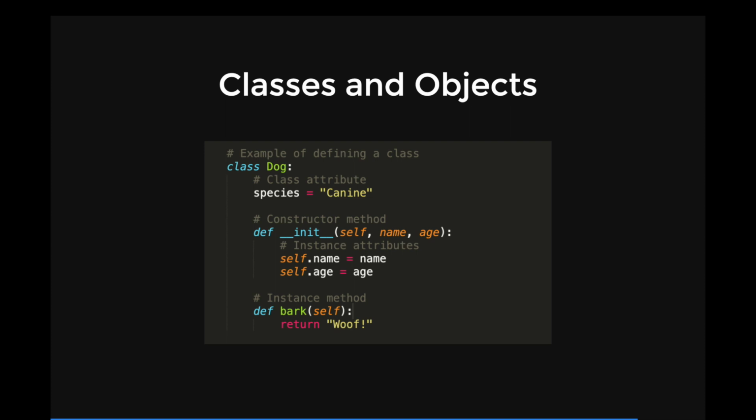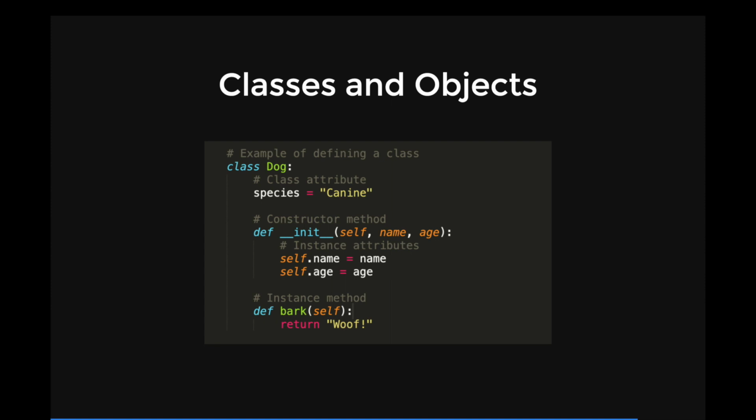Classes and objects. A class is a blueprint for creating objects. It defines the attributes, like data, and methods, like functions, that the objects of the class will have. An object is an instance of a class, representing a specific entity with its own state and behavior.